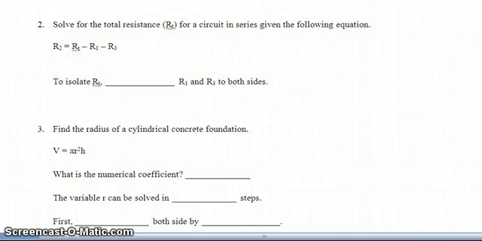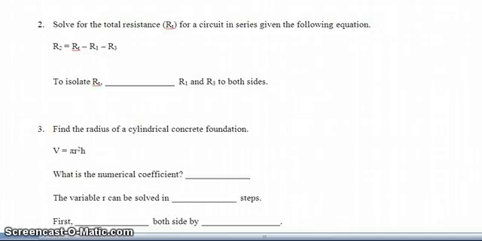Okay, I'd like you to pause the video at this point and solve for the total resistance. This is a formula that you will use in electrical occupations, which is R sub T, for a circuit in series given the following equation: R sub 2 equals R sub T minus R sub 1 minus R sub 3. Pause the video, solve for R sub T, and turn it back on when you're ready to find out and check out your solution. Let's see how you did.